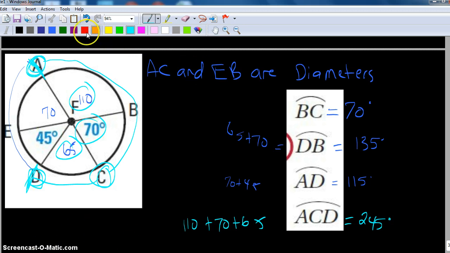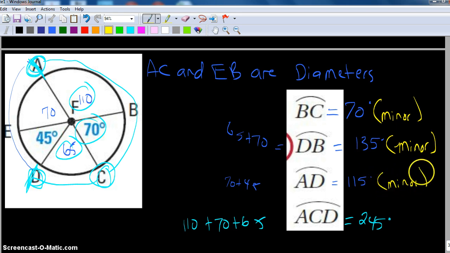Oh, I almost forgot. I think in your work it asks you to label. This would be a minor arc. Why? Because it's less than 180. This is also a minor arc because it's less than 180, sorry. 70 is less than 180. The 135 is less than 180. This is also less than 180, so it's a minor arc. And this is over 180, so this would be a major arc.